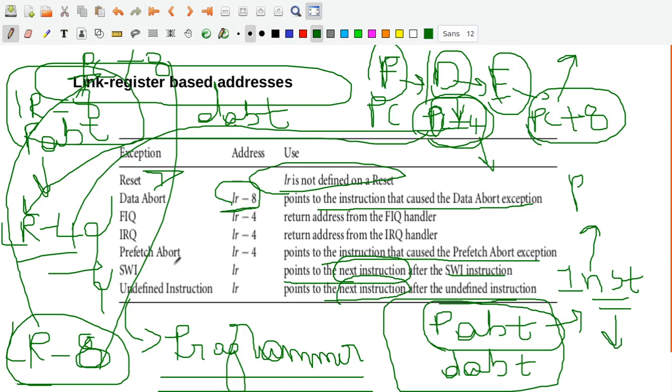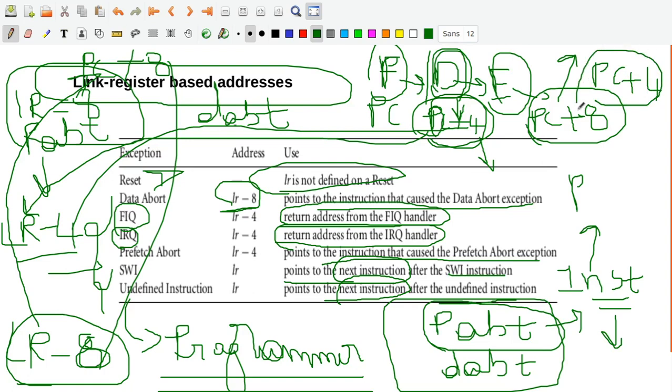Okay, similarly what happens for the FIQ exception and the IRQ exception? Nothing special is there. It just returns from the FIQ handler. Whenever you want to return from the IRQ handler and the FIQ handler, one thing you have to understand here is that because of fetching and decoding, at the time of decoding that instruction, PC would have got incremented by 4. It is similar to the prefetch abort exception, PC plus 4. So that's why here, the same way, LR minus 4 is to be done.